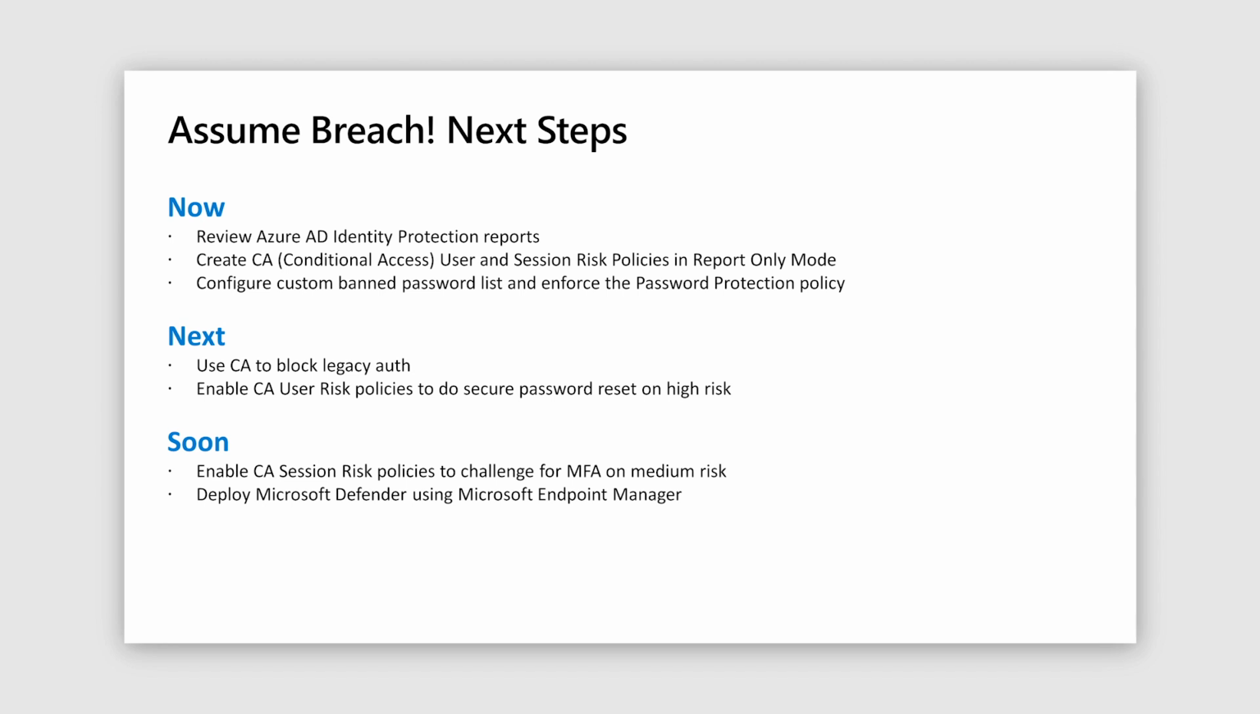Then there are some things you should think about doing in the next week to month. And those would be enforcing a conditional access policy to block legacy auth, since we know that that's how a lot of compromise occurs, and enable a conditional access user risk policy to force secure password change when a user is high risk. Finally, there's some things you should try to do in the next 3 to 6 months, like enforcing that conditional access policy to require MFA upon medium risk, and deploying Microsoft Defender using Microsoft Endpoint Manager so you can benefit from all the features within Microsoft Defender.